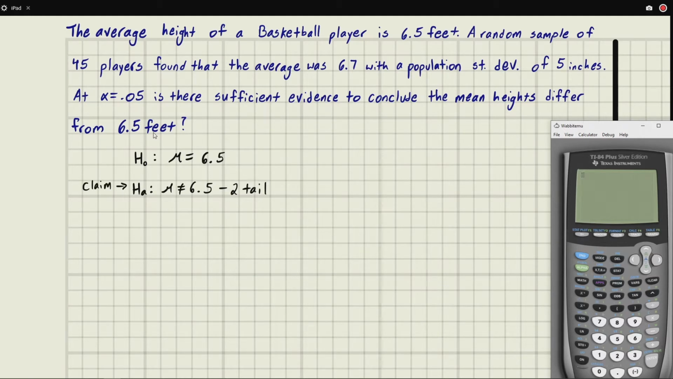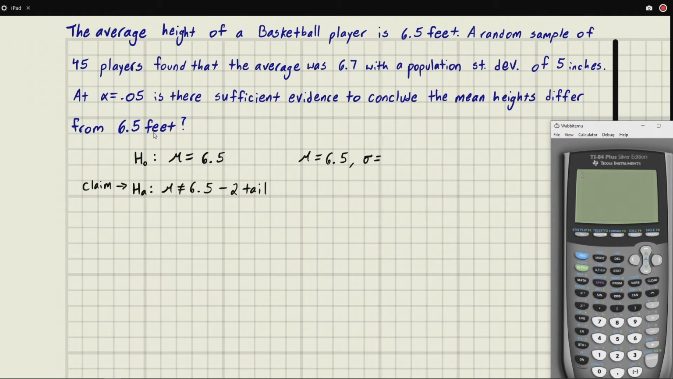Now let's pull the numbers out of the problem. So the first number is the mu naught, or just the population mean. That's going to be 6.5. Next up, we need the population standard deviation. It's not 6.7, it's 5. Now in this case, it's 5 inches.